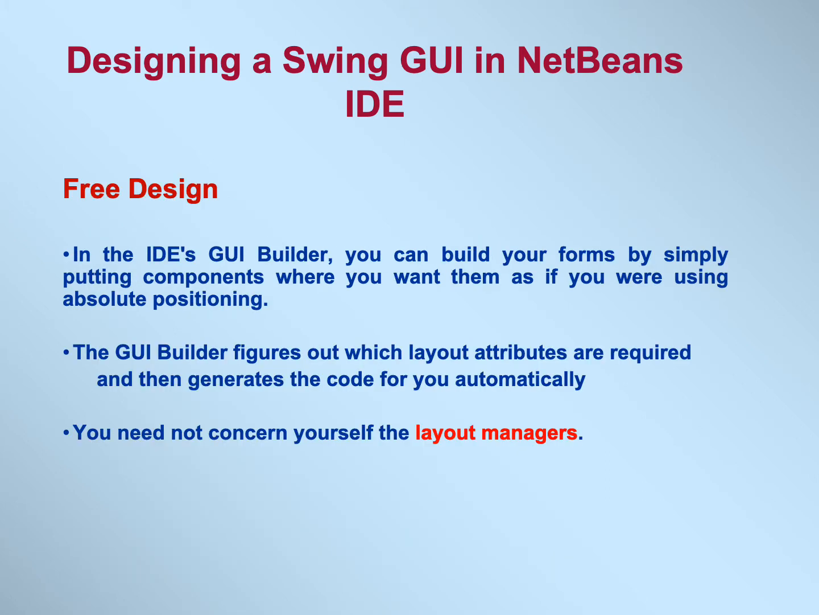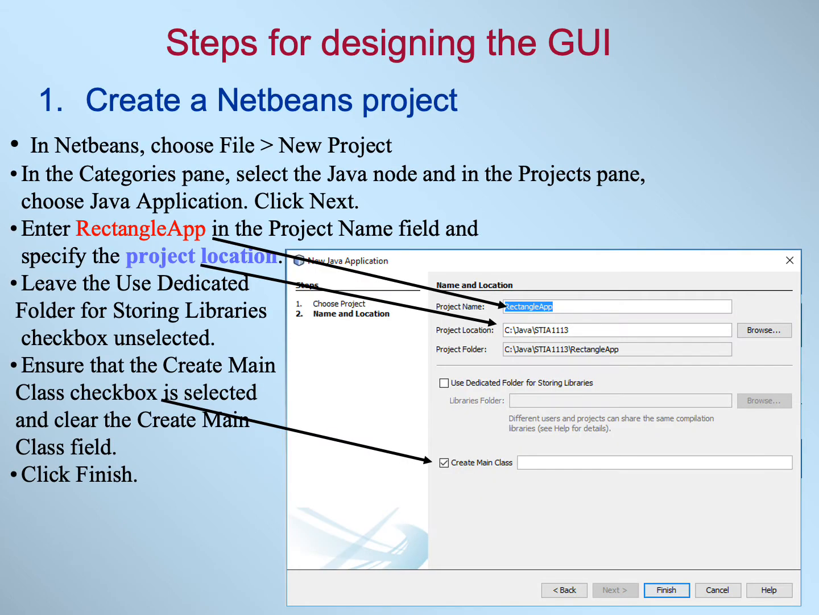In the IDE's GUI Builder, you can build your forms by simply putting components where you want them, as if you were using absolute positioning. The GUI Builder figures out which layout attributes are required and then generates the code for you automatically. You need not concern yourself with the layout managers. Steps for designing the GUI.